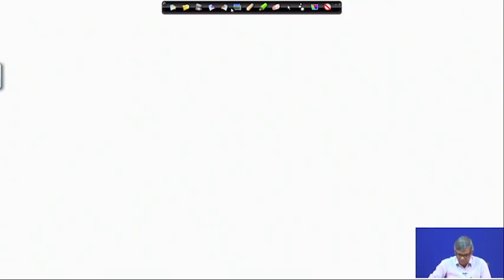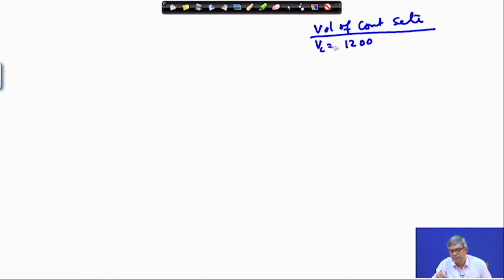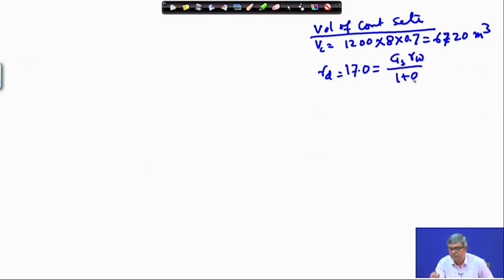Now I will take them one by one. First, the volume of the constructed site, VC. This will be 1200 into 8 into 0.7, which equals 6720 meter cube. And gamma D is given as 17.0 kilonewton per meter cube, which equals GS into gamma W by (1 plus E). If I take GS equal to 2.7 and gamma W equal to 9.81, and this is known, this gives you E equal to 0.558, 0.55 sorry.